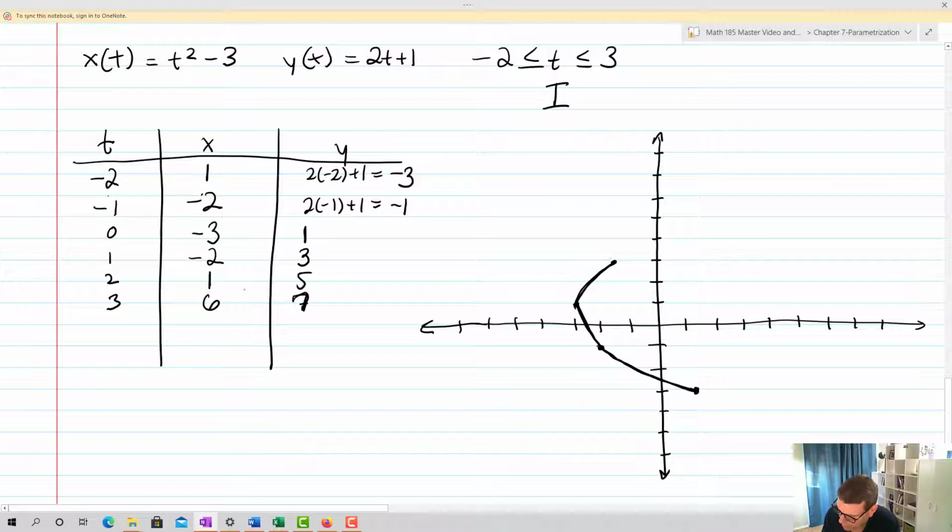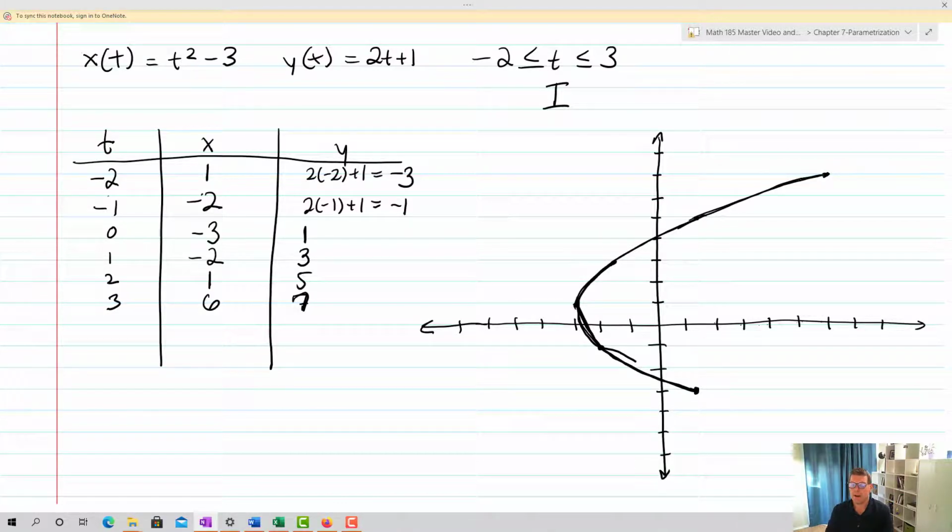Okay, 1, 5. Then 6, 7. So there's 6, 7. And what you can see is that this parametric curve is a portion of a sideways facing parabola. Okay? And once again, notice that I only graph the curve for the values of t from negative 2 up to 3.